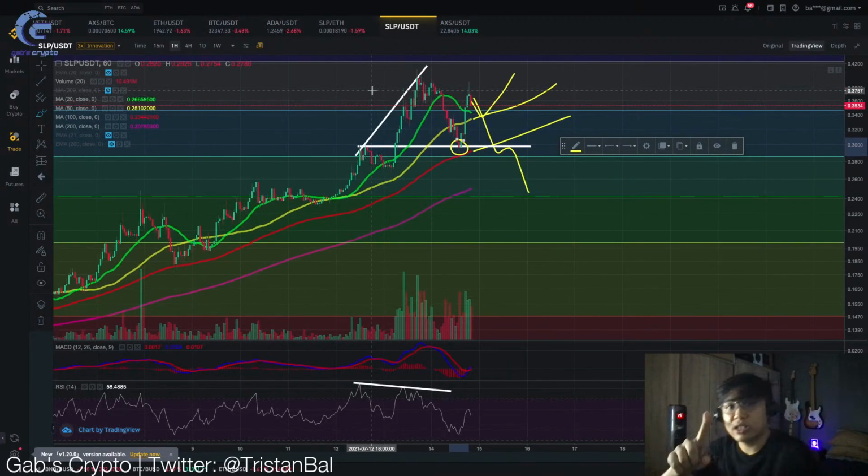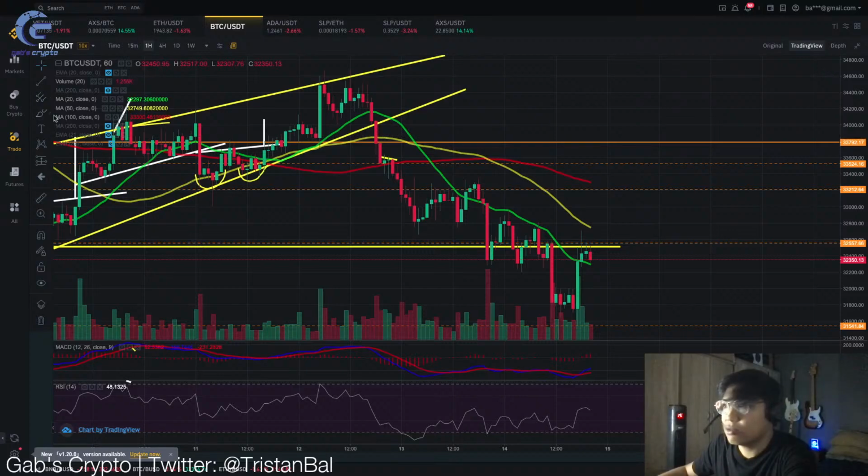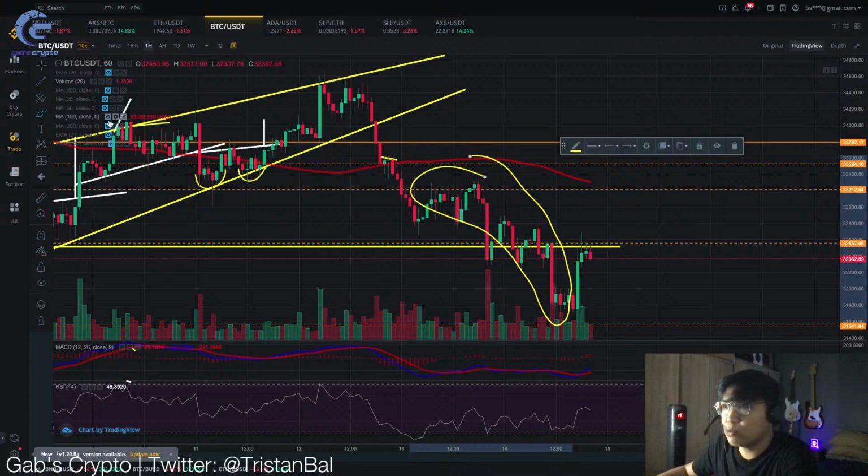Ngayon, alam ko marami din sa inyo hindi pa nakakaalam nito. So, of course yung mga matagal na sa crypto alam na to. Pero if baguhan ka, you need to understand na SLP and Axie Infinity token, just like any other coin, will always be dependent on the price action of Bitcoin. So, tingnan nyo to guys. Bumagsak si Bitcoin last night, yung sudden drop niya. So, bumagsak si Bitcoin and yung pag-drop niya, this actually affected the market.